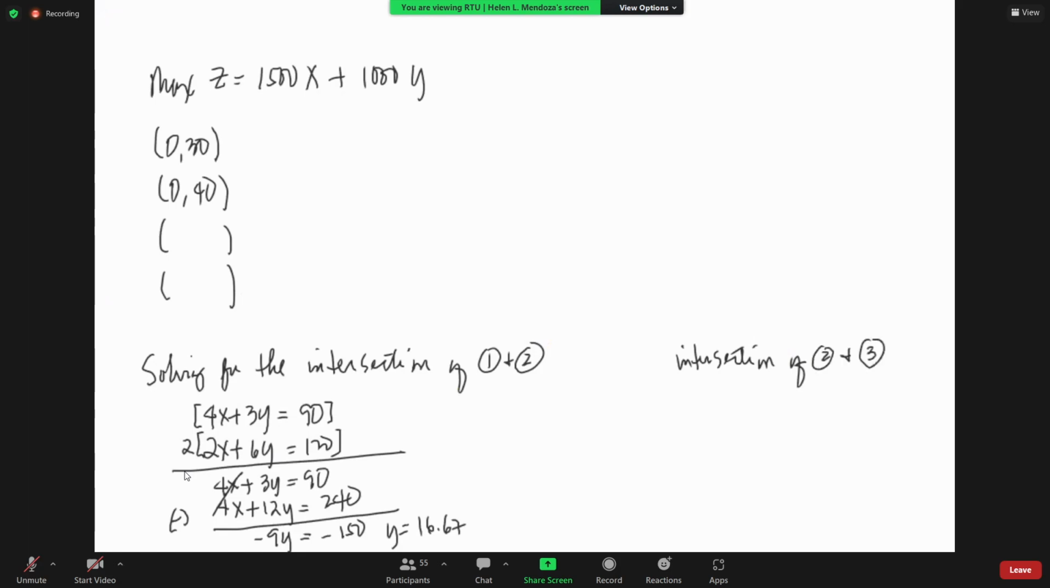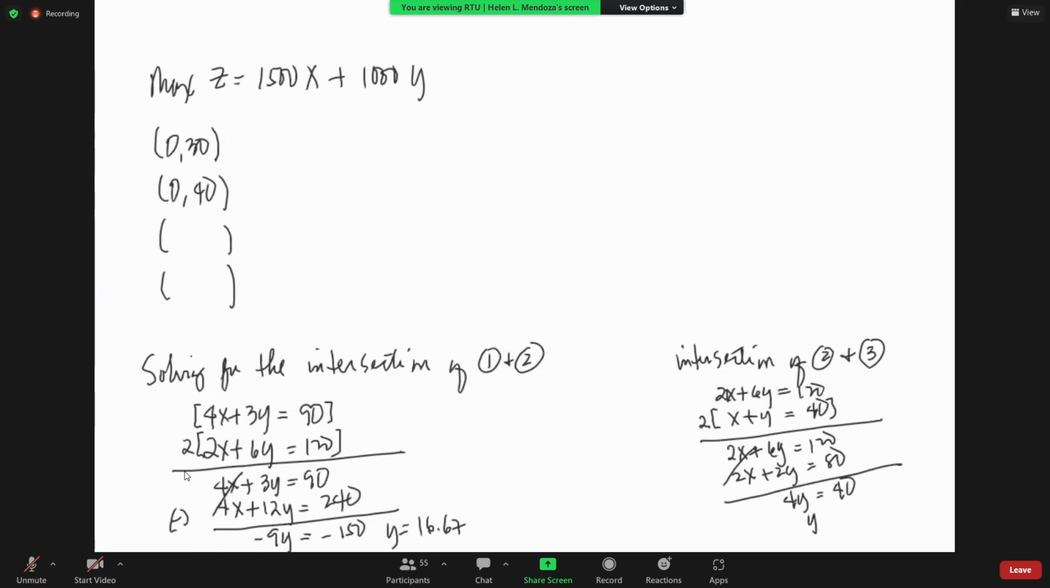So 2x plus 6y is 120. Then x plus y is 40. Is it correct that it's 40? So if we multiply this by 2, we would have 2x plus 6y is 120, 2x plus 2y is 80. So we have 4y is 40. Y is 10.